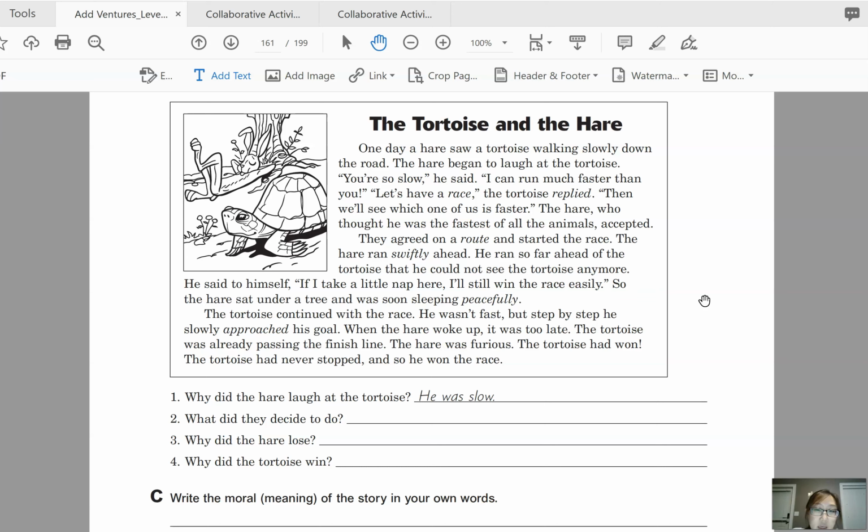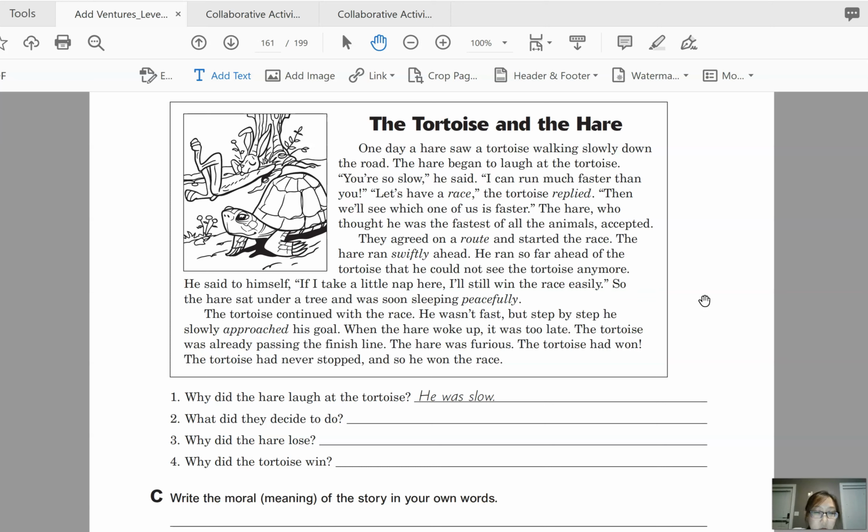The hare ran swiftly ahead. He ran so far ahead of the tortoise that he could not see the tortoise any more. He said to himself, "If I take a little nap here, I'll still win the race easily." So the hare sat under a tree and was soon sleeping peacefully. The tortoise continued with the race. He wasn't fast, but step by step he slowly approached his goal. When the hare woke up, it was too late. The tortoise was already passing the finish line. The hare was furious. The tortoise had won. The tortoise had never stopped, and so he won the race.